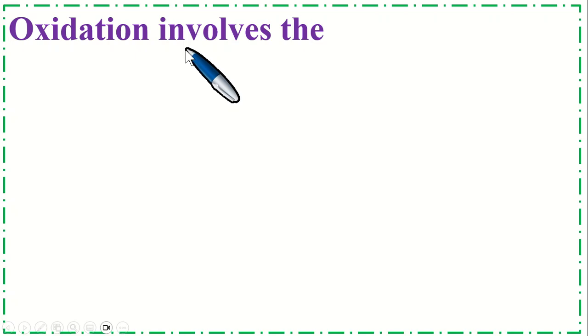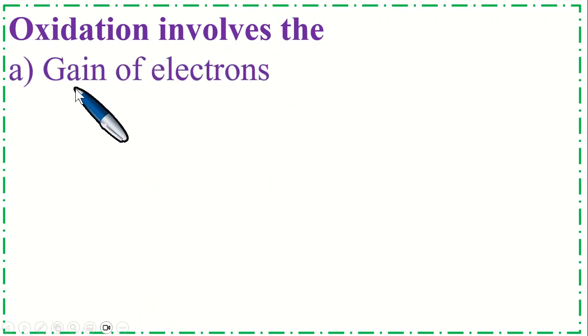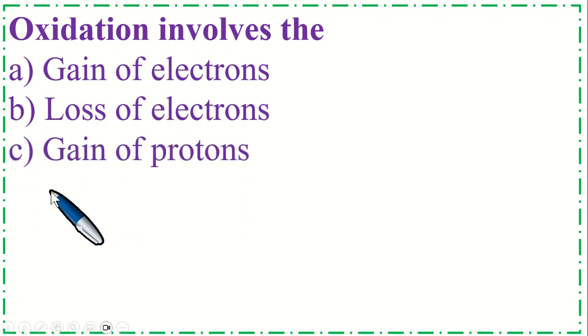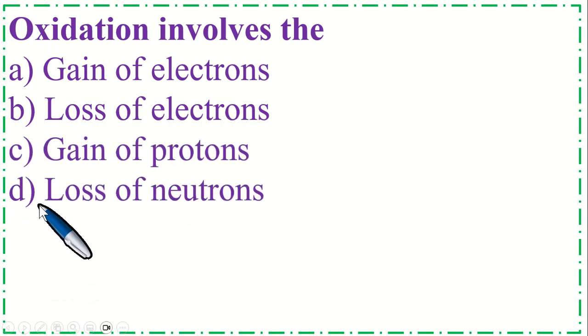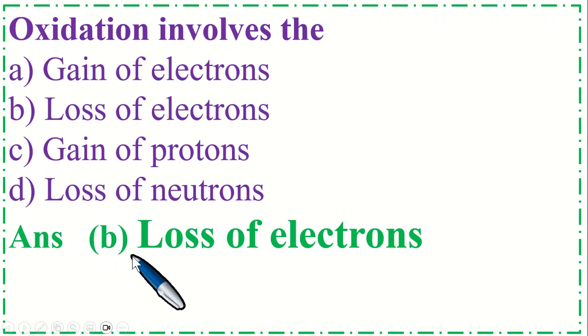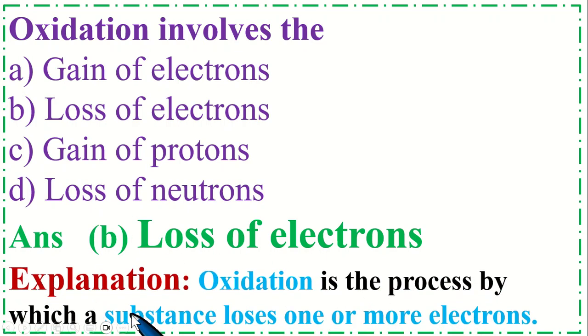Oxidation involves the dash. Option A, gain of electrons; B, loss of electrons; C, gain of protons; and option D, loss of neutrons. So the correct option is B, loss of electrons. Oxidation is the process by which a substance loses one or more electrons.